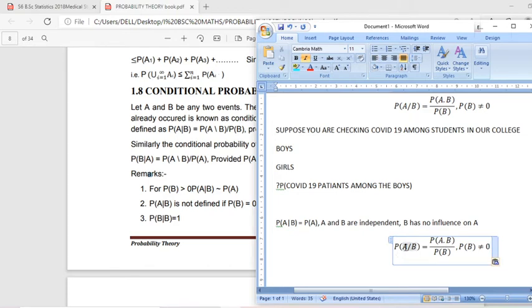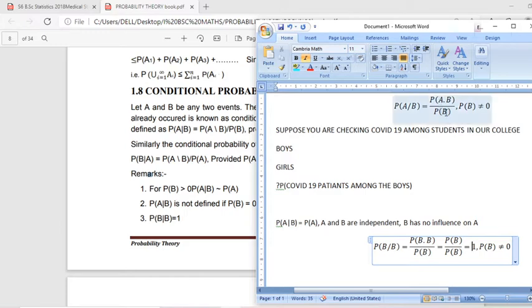What is the probability of B given B? So this will be probability of B given B is equal to probability of B intersection B divided by probability of B, that equals simply 1. Probability of B intersection B is the same as probability of B. So that equals 1. So this is the third property.